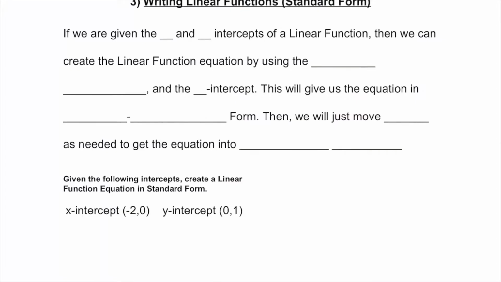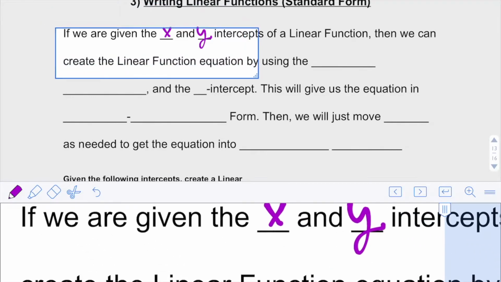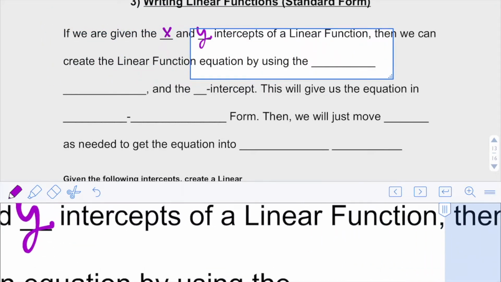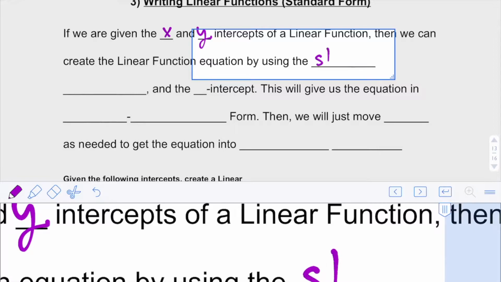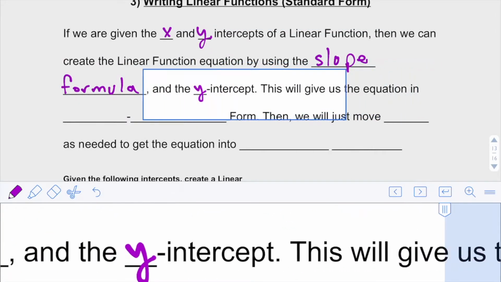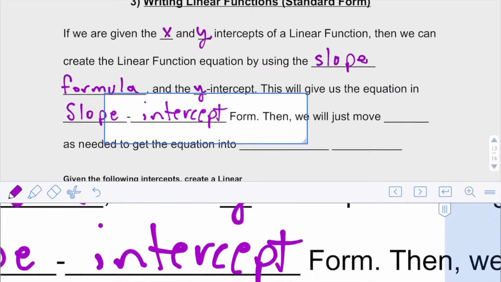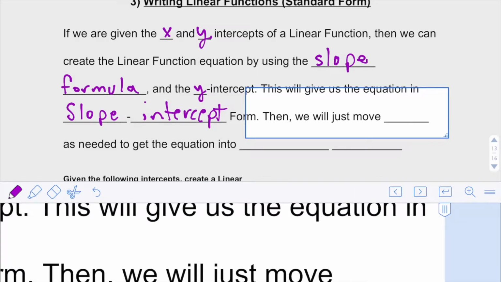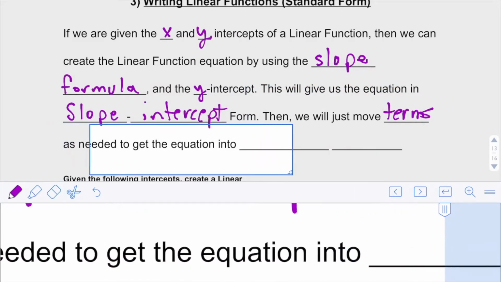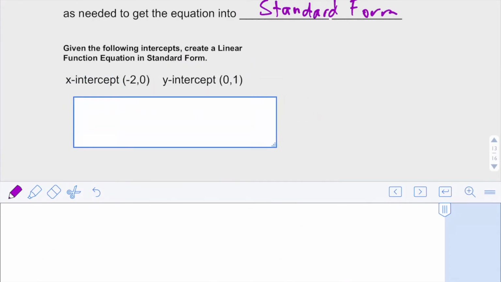Here we are in Lesson 3 of Tier 3, Writing Linear Functions in Standard Form. If we are given the x and y intercepts of a linear function, then we can create the linear function equation by using the slope formula and the y-intercept. This will give us the equation in slope-intercept form. Then we just move terms as needed to get the equation into standard form. So let me show you what I mean.